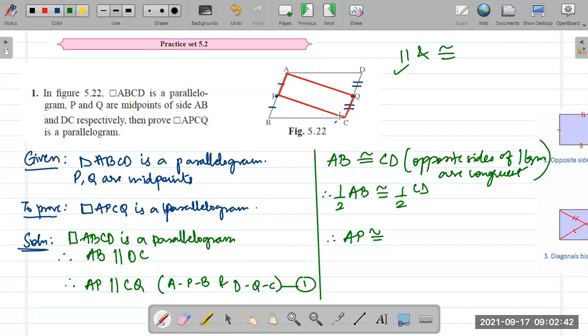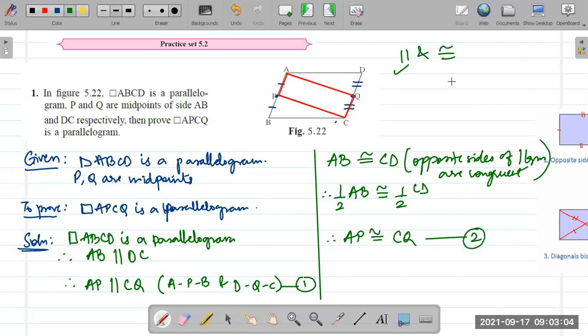Now check. Intentionally, I am using CQ. I could have used DQ also, but I am using CQ. Why? Because it is a part of this quadrilateral APCQ. So instead of DQ, we are using CQ. Okay. So AP is congruent to CQ. Label this as equation 2.